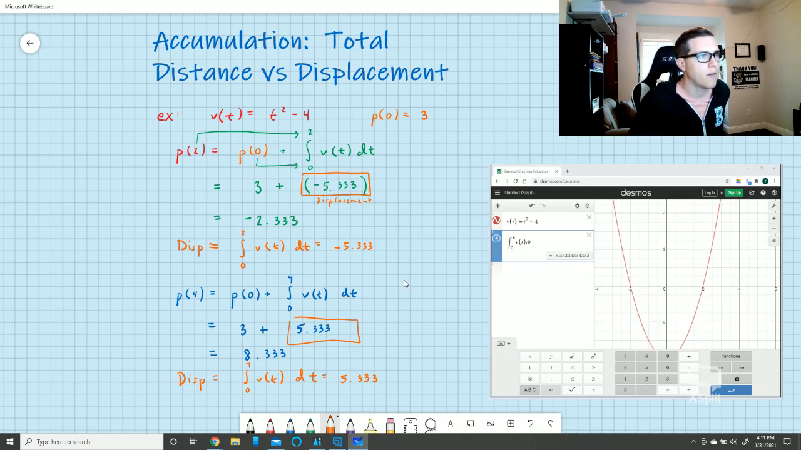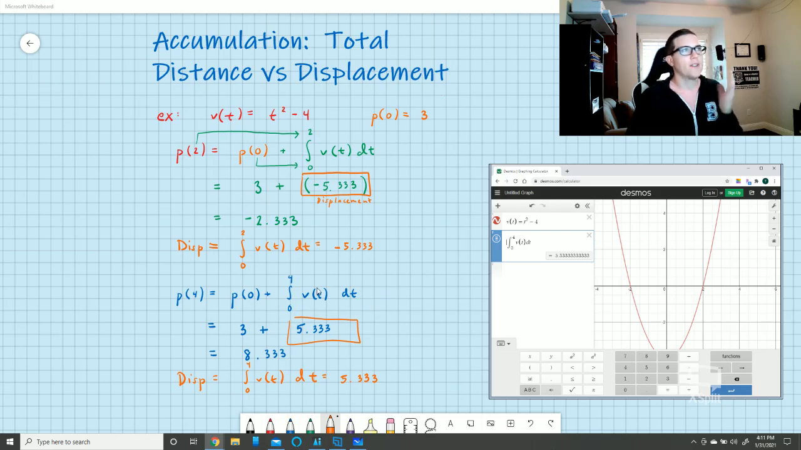Interesting that it was the same backwards and forwards. Huh. Interesting. I'll have to look at that. Make sure everything's correct here. All right, so check it out. What is this saying? It's saying that this particle went backwards 5.33 from 0 to 2, stopped, and then went forwards 5.33, but from 0 to 4.